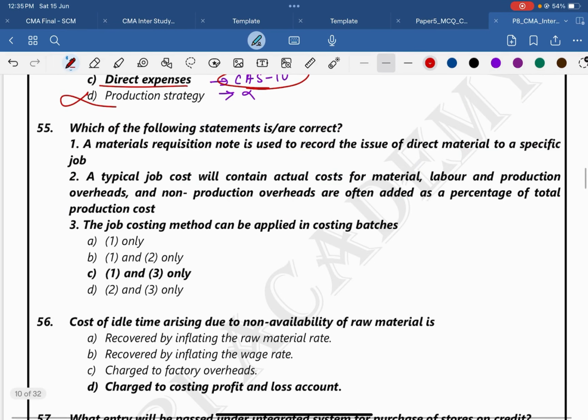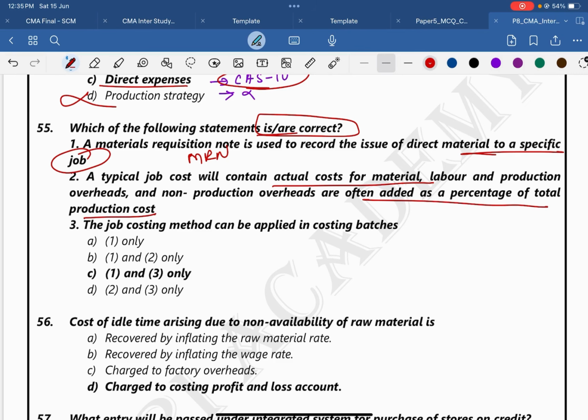Question number 55. Which of the following statements are correct? A materials requisition note is used to record the issue of direct materials to a specific job. Just now we have seen it is MRN note to a job. A typical job cost will contain an actual cost of material, labor and production, and non-production overheads are often added as a percentage of total cost. No, it is not added. The job costing method can be applied in costing batches. Yes, you can apply. So the answer is 1 and 3. So option C is your answer.